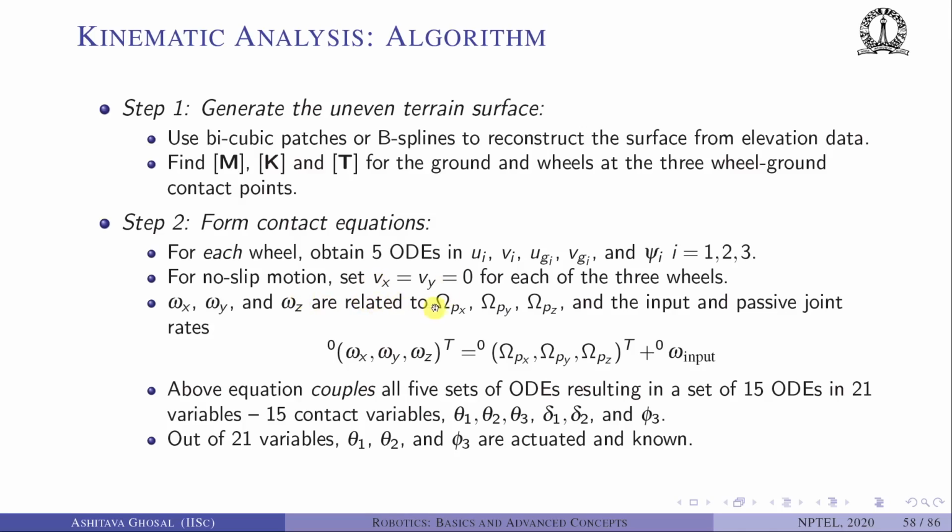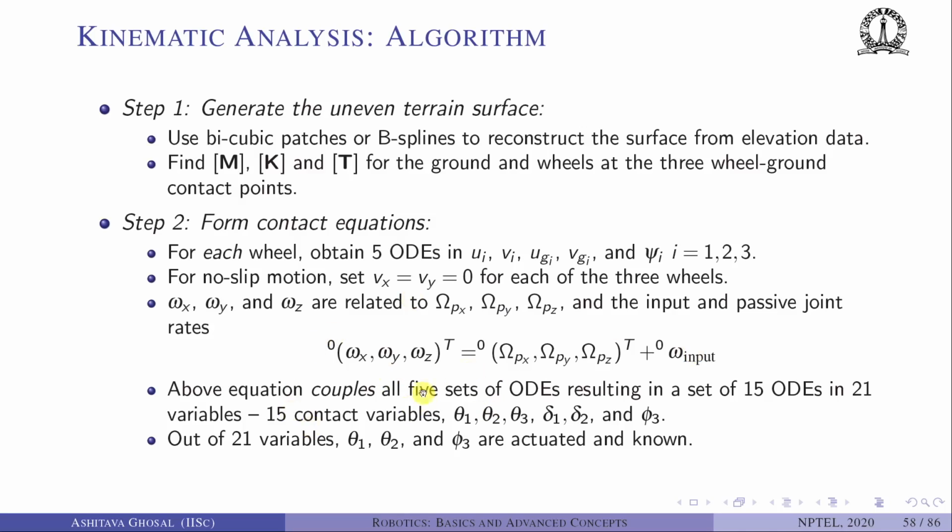For no slip, we set Vx and Vy to be 0, and we compute omega x, omega y, omega z as they are related to the angular velocity of the platform. So which is omega px, omega py, omega pz, and the input and passive joint rates. So the angular velocity omega x, omega y, omega z, which appear in the contact equations, can be related to the angular velocity of the platform plus the angular velocity of the inputs. So again, the inputs are theta 1 dot, theta 2 dot, and the phi dot steering.